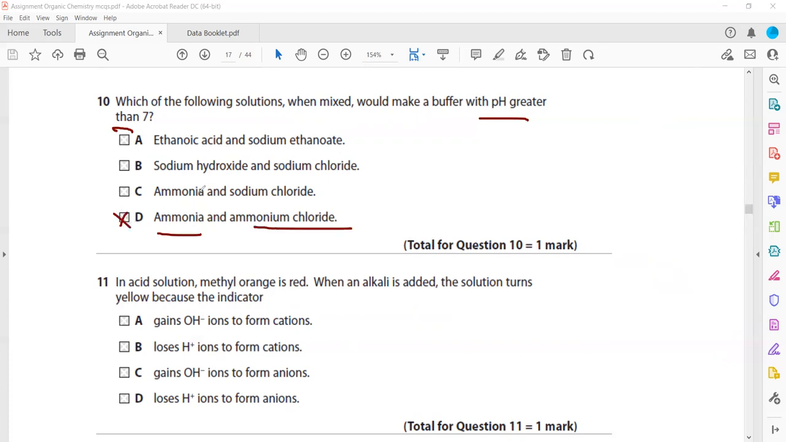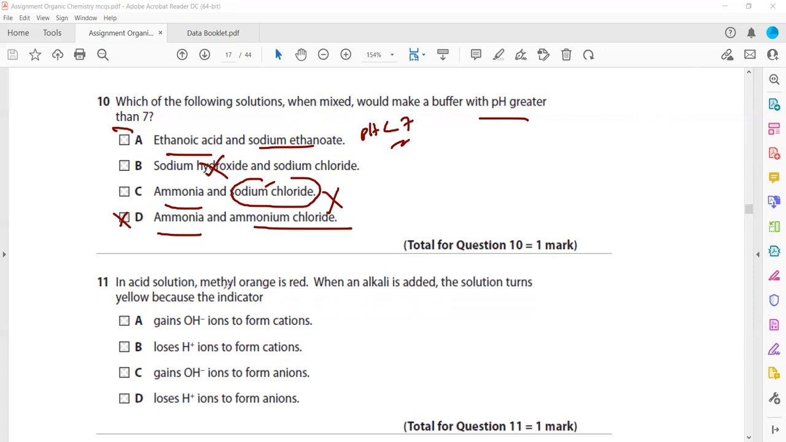But why not C? Because this is totally wrong. Sodium hydroxide is a strong base. Ammonia is there, but this salt is not of ammonia. That's why it is not forming a buffer solution. And this is ethanoic acid plus sodium ethanoate. That will form a buffer solution, but that buffer solution will have a pH less than 7. But in the question, we need pH more than 7.